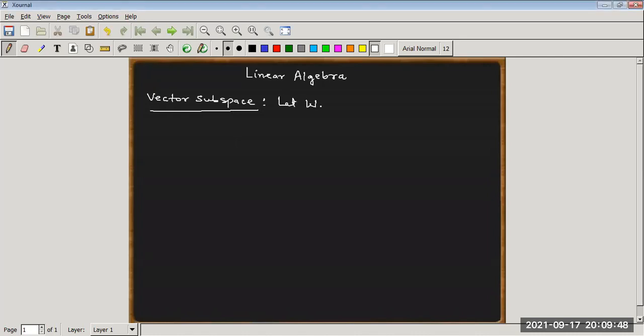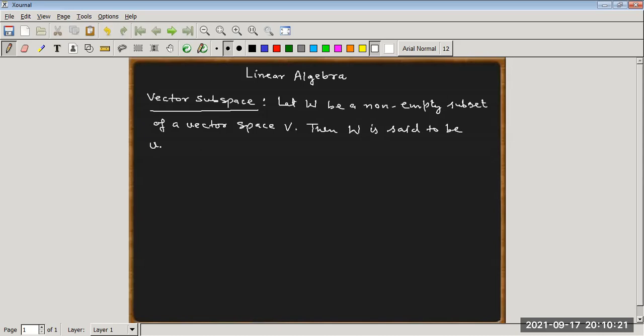Let W be a non-empty subset of a vector space V. Then W is said to be a vector subspace, or we can say linear subspace, of V if W itself is a vector space.